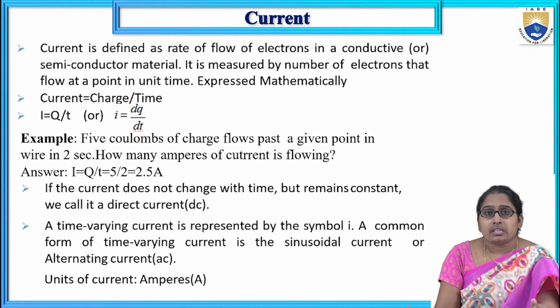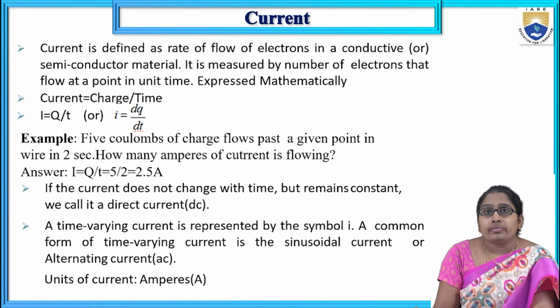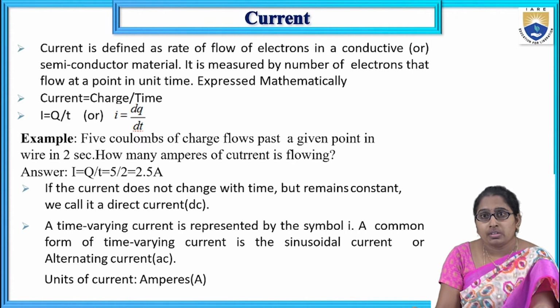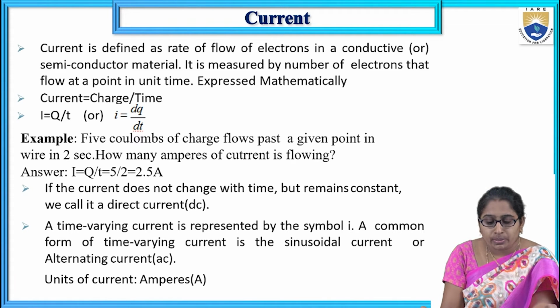Now let us take a small example to calculate the current for a given charge and time. 5 coulombs of charge flows past a given point in 2 seconds. How many amperes of current is flowing? To calculate this current, charge of 5 coulombs is given and time is 2 seconds. So I equal to Q by t, that is 5 by 2, that means 2.5 amperes.